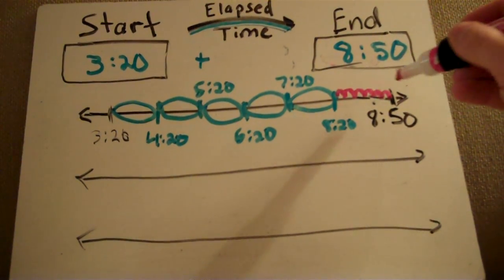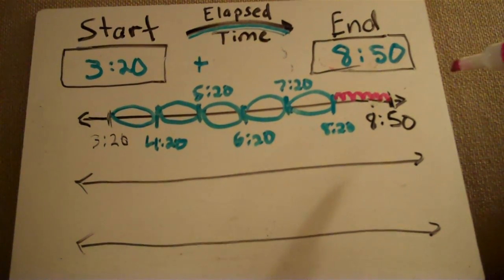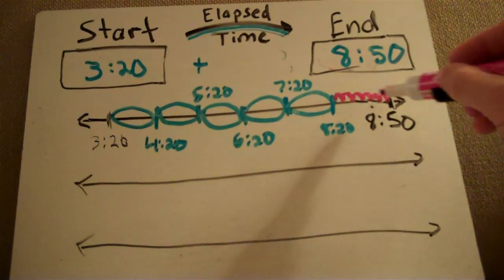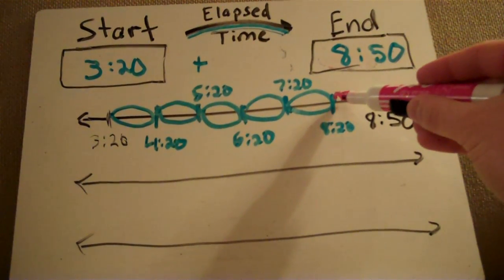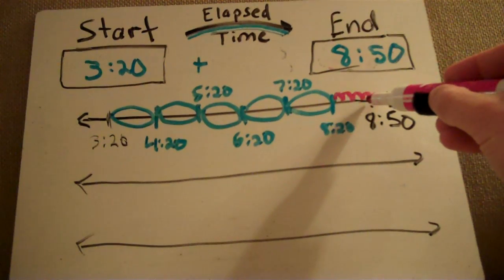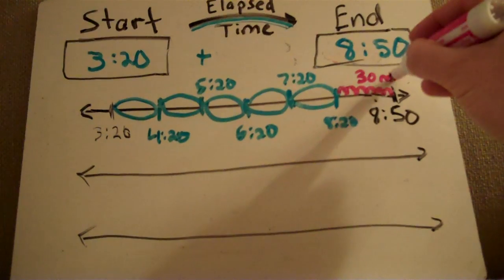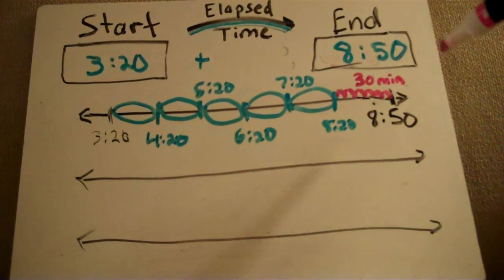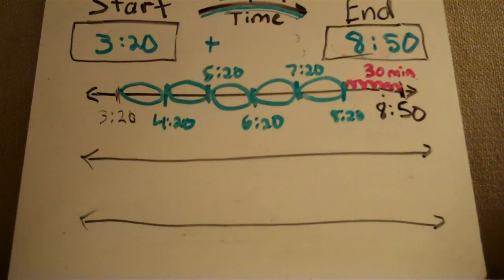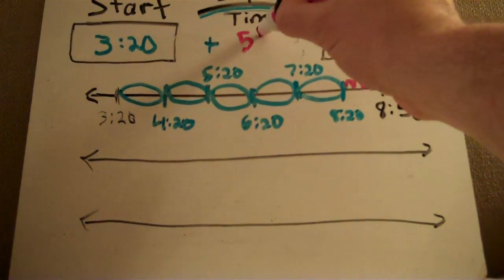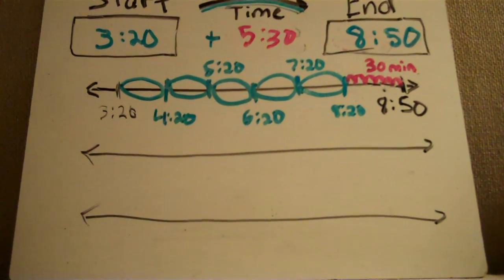Perfect. Let's see how many loops I made. 1, 2, 3, 4, 5, 6. So I could just do 6 times 5 if I know my 5 facts, or I could count by 5s. 5, 10, 15, 20, 25, 30. So that's 30 minutes right there. And then these hours, you just count the hours. 1, 2, 3, 4, 5. So my final answer is 5 hours and 30 minutes. That's how long I was at the beach.